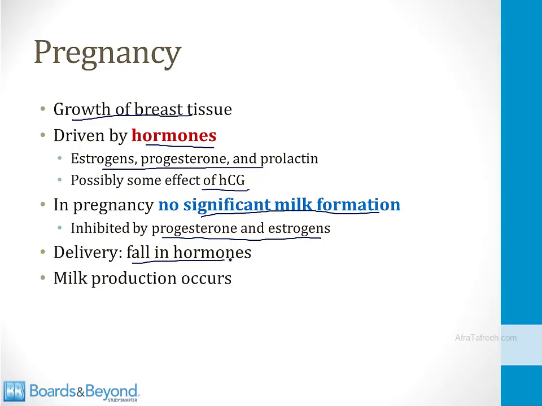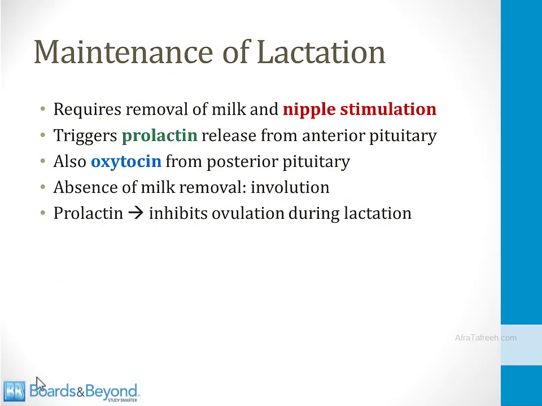After delivery, there's a fall in hormone levels, and this is when milk production begins to occur. And at this point, the breasts have grown in size, so they're ready to produce large quantities of milk for the baby that has just been born. So during pregnancy, the breast tissue grows in size, and after delivery, milk production begins.